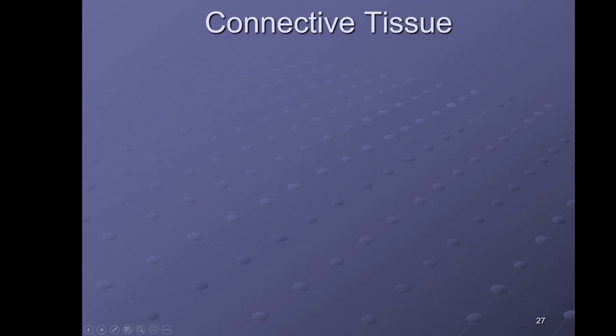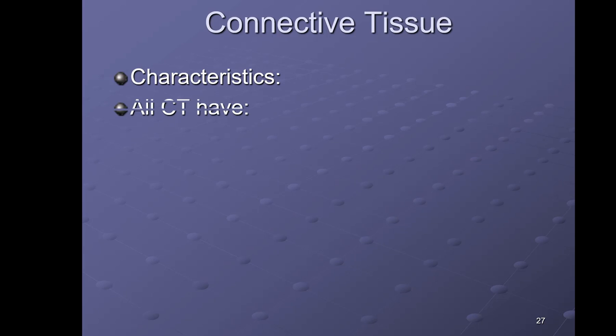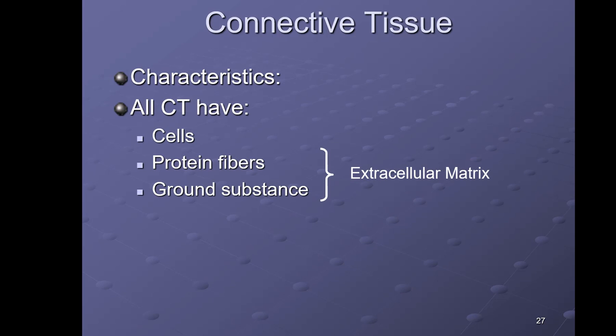So moving on now, we're going to start talking about connective tissue, which is our second tissue type that we're going to cover. So some characteristics of connective tissue. All connective tissues are going to have cells, and there's different types of cells that we'll talk about. They're going to have protein fibers, which there's three types, and then some type of ground substance. And the ground substance is what's in the background of the cells and the fibers. Together, the fibers and the ground substance are termed the extracellular matrix, because they're everything in addition to the cells.